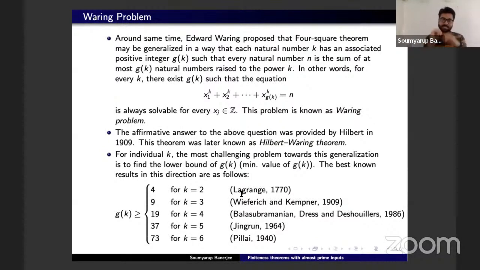Okay. And in this direction, of course, Lagrange's theorem solves the case k equal to 2. And Wieferich and Kempner solved the case k equal to 3, and Balasubramanian, Deshouillers and Dress solved the case k equal to 4, and so on.